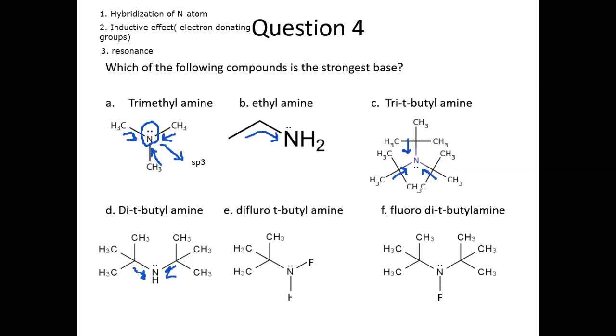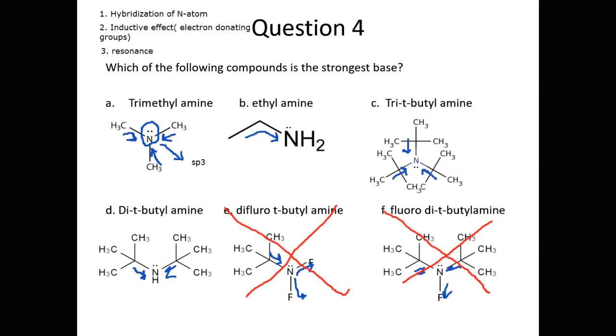Now for E, this one will be pumping, but these two will be withdrawing. The same for this. These two will be pumping, and this one will be withdrawing. So since E and F have electron withdrawing groups in addition to electron donating groups, we can go ahead and negate E and F. We're just doing this for very simple systems. So now we have A, B, C, and D.